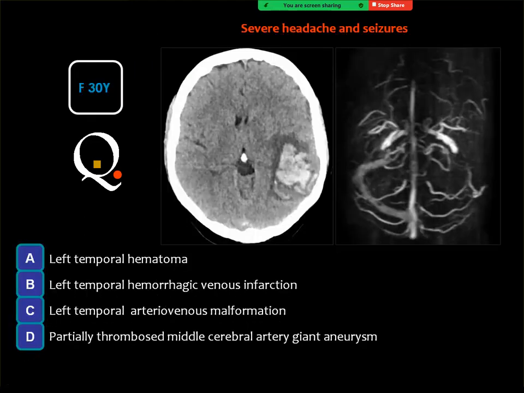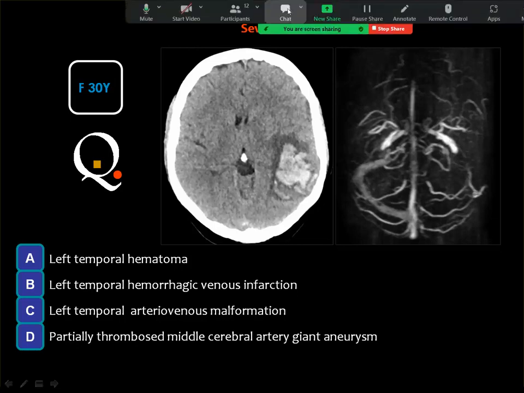And here you got a female patient, 30 years old, with severe headache and seizures. This is the CT scan of the brain and the MR venogram, and there are some choices.